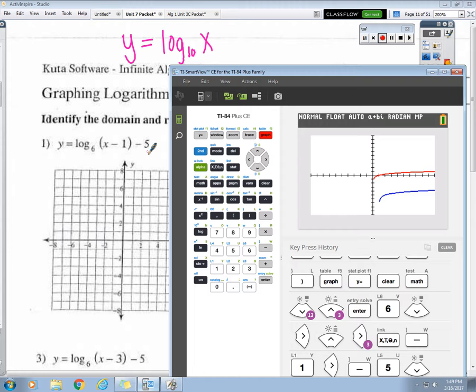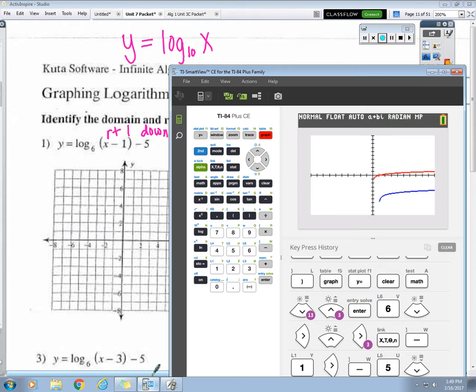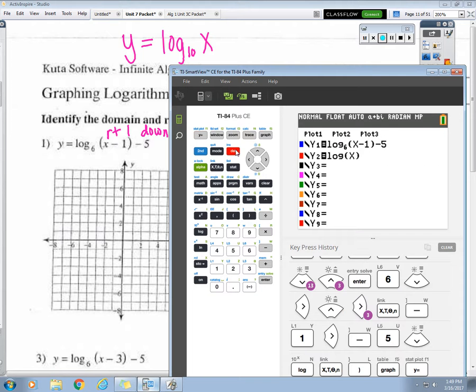So just like always, the number inside with the x moves it left and right, and it's the opposite of what you would think. The number on the outside moves it up and down, and it is what you would think. So this is right 1, down 5. To put that on the graph, the easiest way to do it is to get some points. But before we do that, I'm going to go ahead and take out the parent function just so we don't get confused at what points we're looking at.